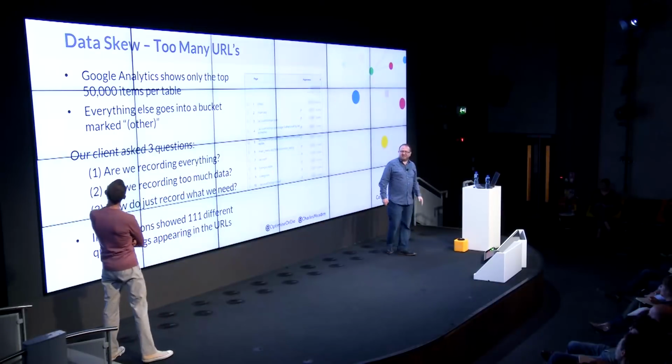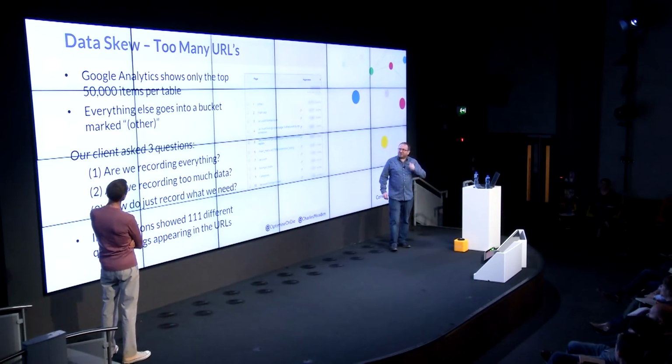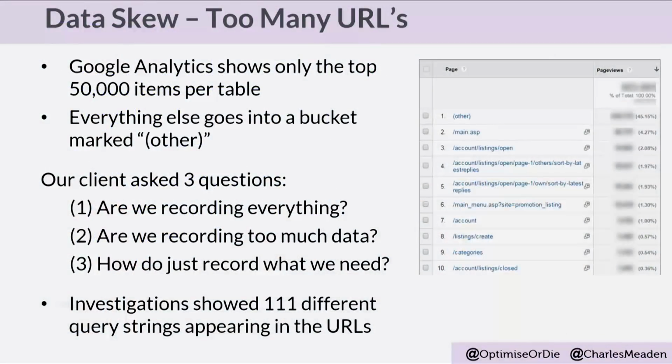So I'm going to give you an example. Sorry, we're going to have to do a Google Analytics thing here. So Google Analytics only shows you the top 50,000 items per table. Everything else goes into a bucket called other. Now, a client came to us and said, we've got a bit of a problem. 46% of all our URLs are disappearing into the other bucket. So they had 3 questions for us.